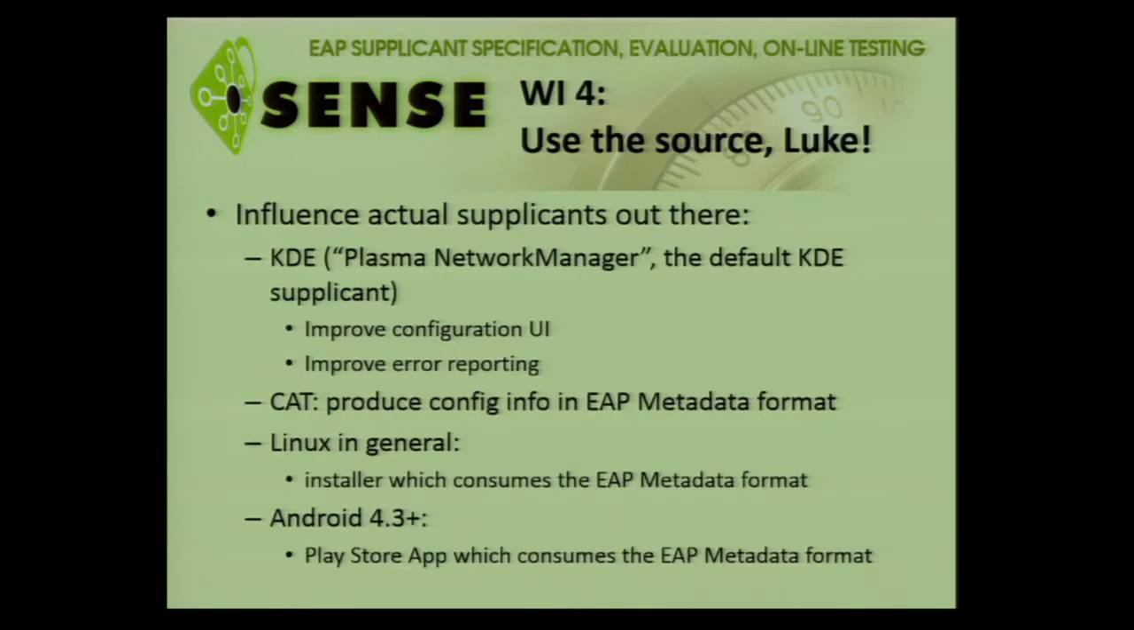Finally, work item 4. This is basically using the source. So use the source loop is one of those open source jokes you sometimes get. If you don't get it, never mind. Here we actually try to influence supplicants. So assessing that they are maybe suboptimal is one thing, but changing them so that they become better is something else. We have a person working on this for KDE.